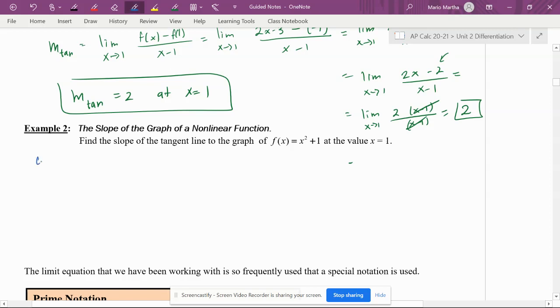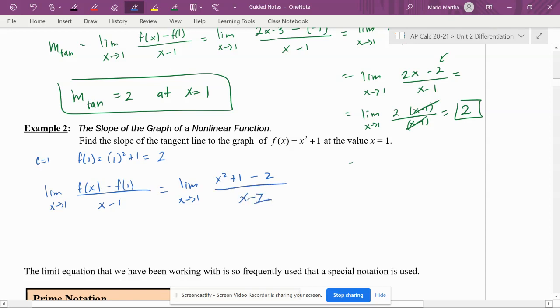So again, c equals 1. For f of 1, if you substitute, you get 1 squared plus 1, so that's 2. Again we're looking for the limit as x approaches 1 of f of x minus f of 1 all over x minus 1. Substitute what you have: the limit as x approaches 1 of x squared plus 1, and then minus 2 over x minus 1. Remember, that's f of 1.